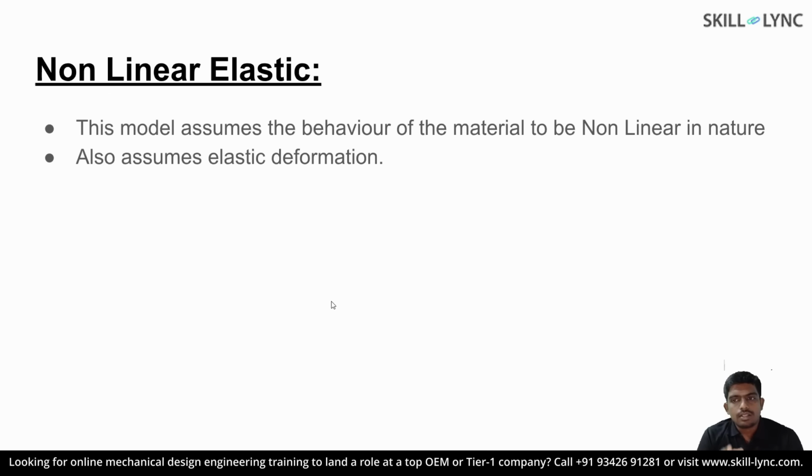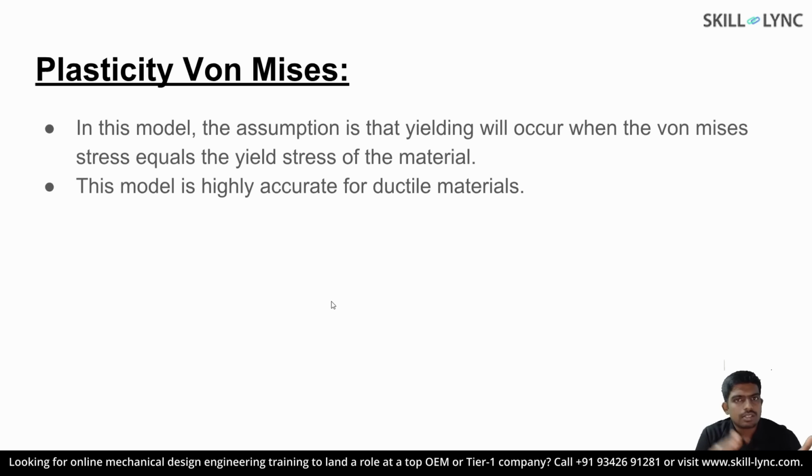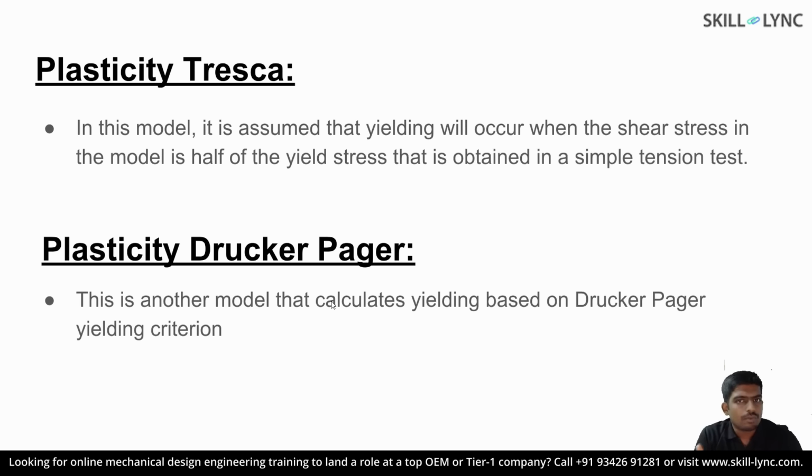Now, nonlinear elastic. Here this model is used to capture the effects of nonlinearities, but the deformations are still elastic in this model. In plasticity von Mises, when the stress values are above the yield value, the plastic deformation sets in. So these effects will be captured accurately by this model. Apart from plasticity von Mises, we do have plasticity Tresca and plasticity Drucker-Prager, which are complex models developed over plasticity von Mises.